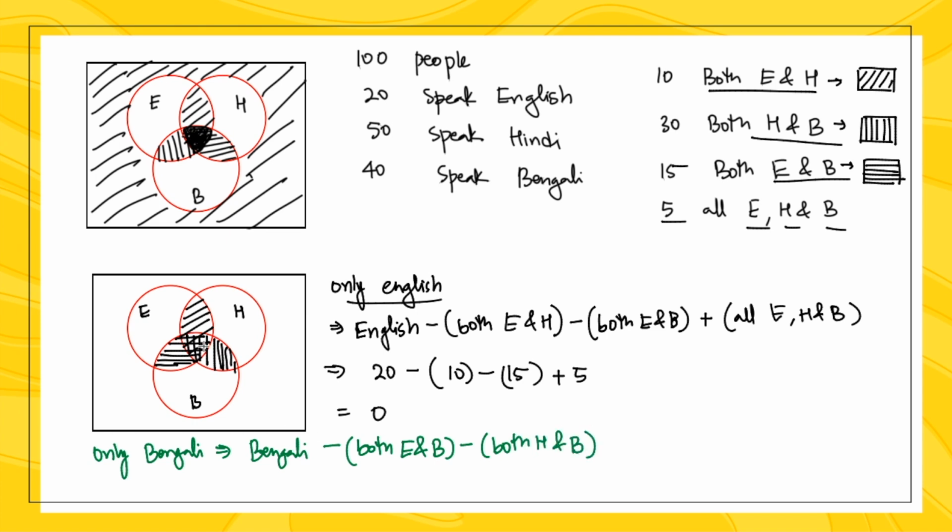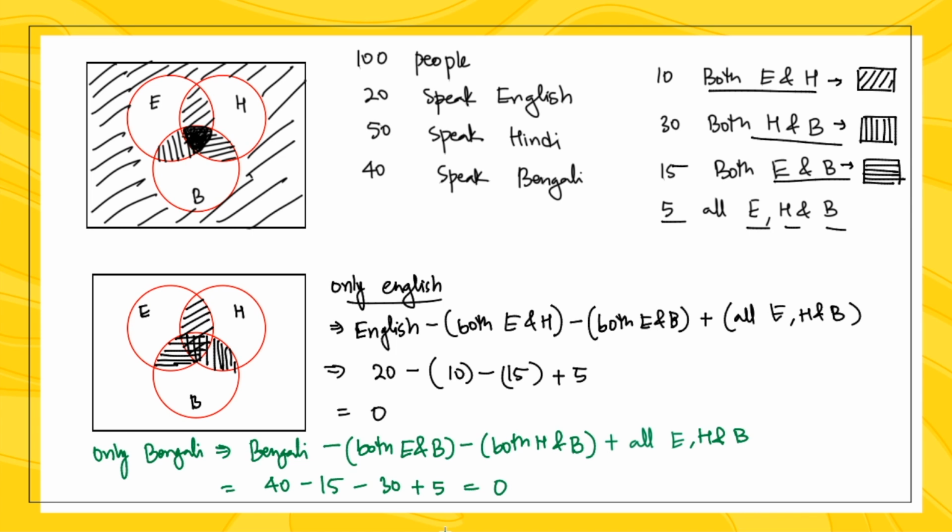While doing that, you have subtracted this portion 2 times. So you have to add that once. So all E, H and B. This is going to give you Bengali speaking are 40 minus both English and Bengali is 15 minus both Hindi and Bengali is 30 and plus 5. So if you solve this, you should get 0. So that means there is nobody who can speak only Bengali.